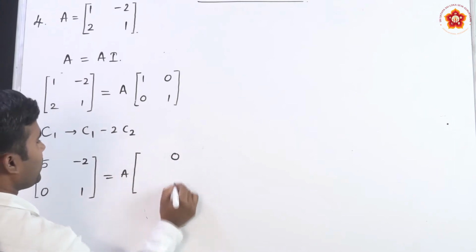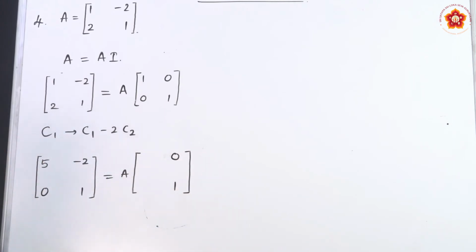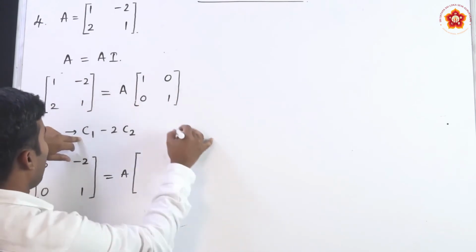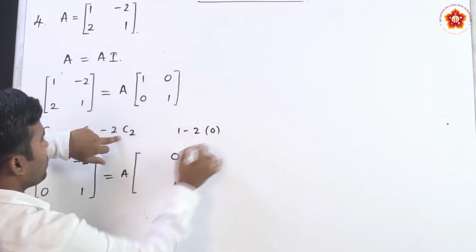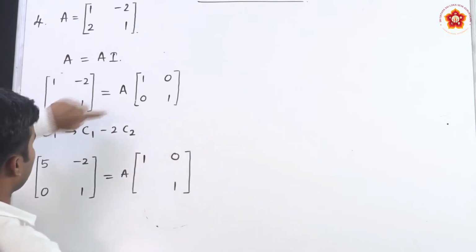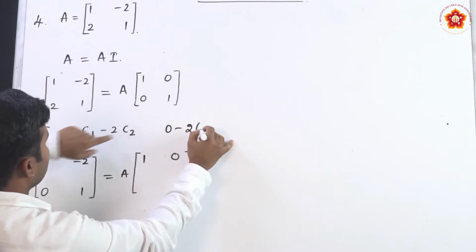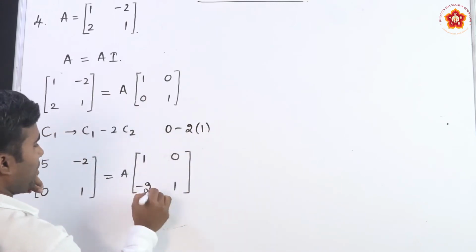C2 is as it is, since we are not applying any operation on C2, we are applying it on C1. So, C1 here is 1 minus 2 times C2, and the corresponding element here is 0. So, 1. Similarly, for this, C1 is 0 minus 2 times C2. What is C2 here? 1. 0 minus 2, which is minus 2.